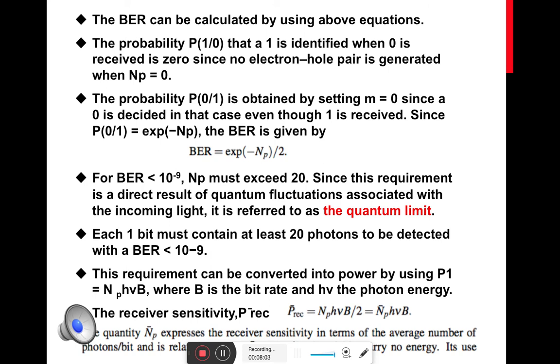This requirement can be converted into power by using P1. The expression for P1 is equal to NP h nu B, where B is the bit rate and h nu is the photon energy. And the receiver sensitivity P bar receiver is equal to NP h nu B by 2. That can also be written as NP bar h nu B, where the quantity NP bar expresses the receiver sensitivity in terms of average number of photons per bit, and that can be related as NP bar is nothing but NP by 2, since 0 bits carry no energy.